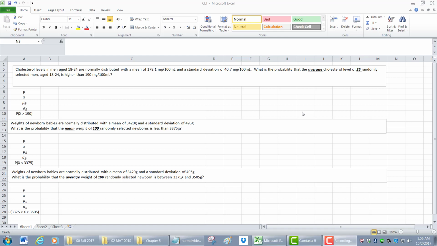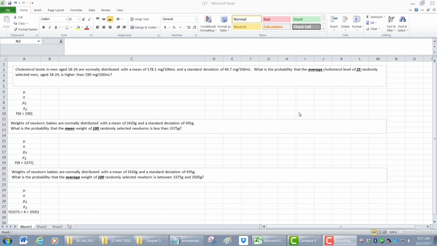Let's look at a few examples of using the central limit theorem to find probabilities. We use the central limit theorem when we're being asked about the mean of a sample rather than about an individual value. And remember, in order to use the central limit theorem, one or the other of these things needs to be true. Either the original population needs to be normally distributed or the sample size needs to be greater than 30. So let's look at the first problem.